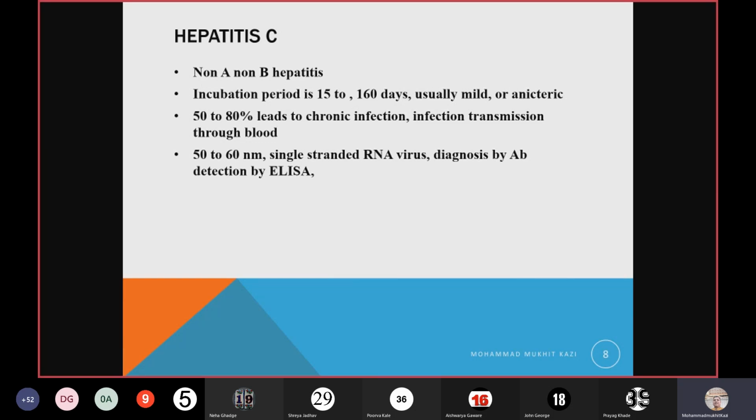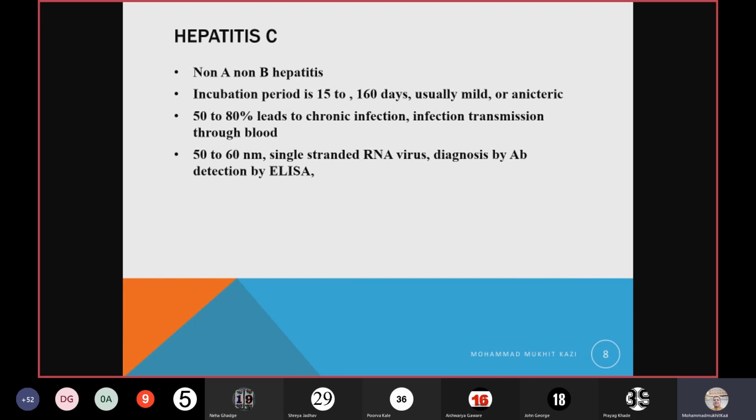Incubation period is 15 to 160 days, almost 4 months, okay, 4 to 4.5. Usually milder or anicteric in nature, and 50 to 80% leads to chronic infection, and that is why you have to be very careful.